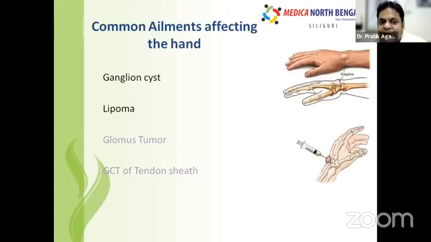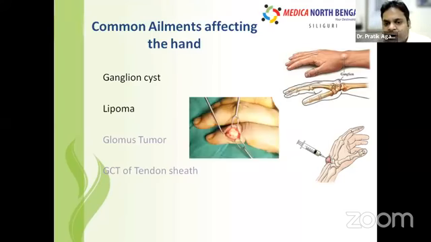And last is a giant cell tumor of the tendon sheath, which does occur, but it's really rare. This is one of the pictures which I operated on in Medica Hospital. This is an example of a giant cell tumor of the tendon sheath of the little finger.